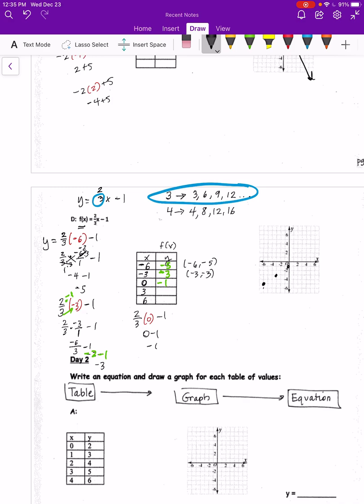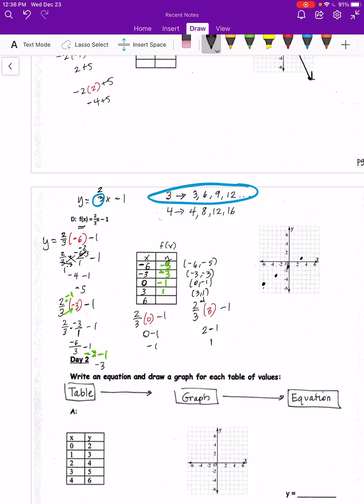Okay, so let's do the next ones. So I have 2/3 times 3, and then minus 1. So 3 goes into 3 one time. 2 times 1 is 2, and 2 minus 1 is 1. That's how I do it. So my output would be 1. So my point would actually be (3, 1). It looks like it's making a line.